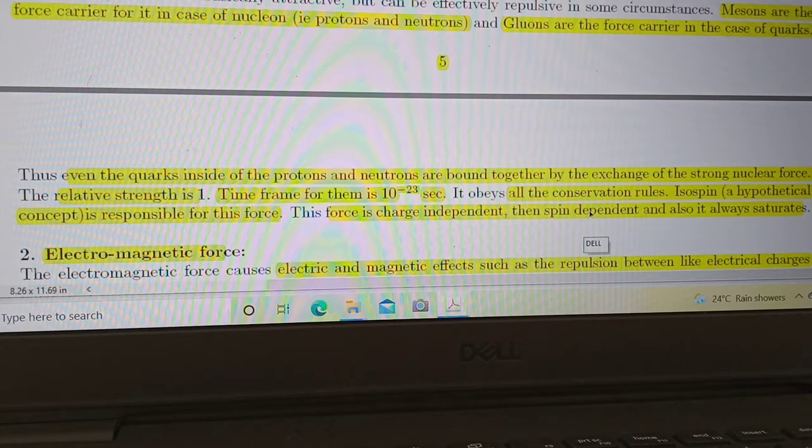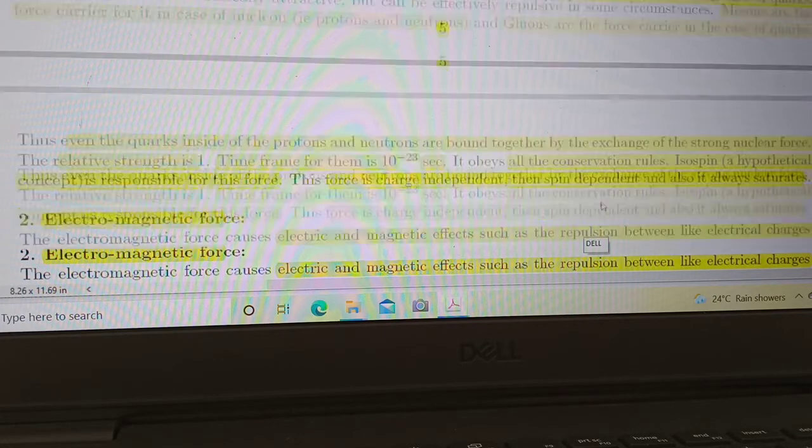So we discussed the strong force: it is very strong and short ranged, gluons are the force carriers in the case of quarks, the time frame is 10 raised to minus 23, and the relative strength is 1. It is charge independent and spin dependent. It is the force holding the nuclei of atoms together. This is the first fundamental force we discussed.